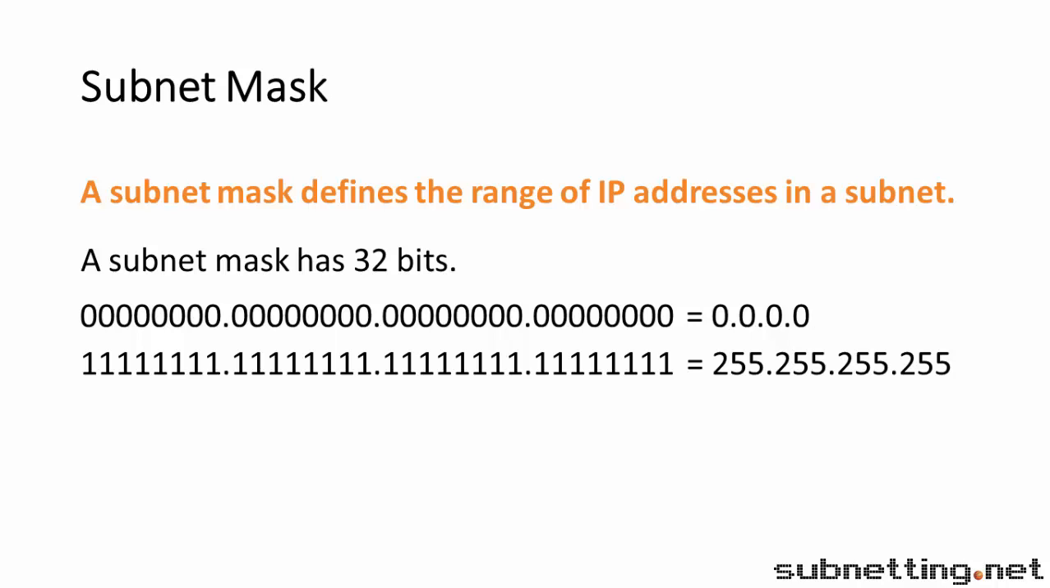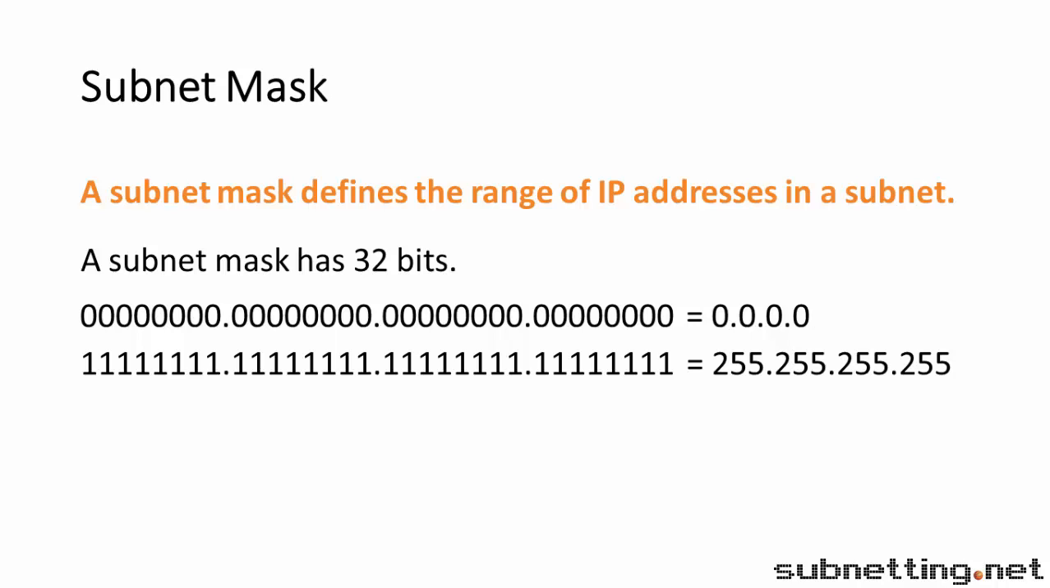Notice that both IP addresses and subnet masks contain 32 bits. But there is a very important difference between the two. IP addresses can have any combination of zeros and ones, and this is why there are 2 to the 32nd power, or over 4 billion different possible IPv4 addresses. But a subnet mask cannot have zeros and ones in any order. A subnet mask can only be made up of any number of ones followed by zeros.